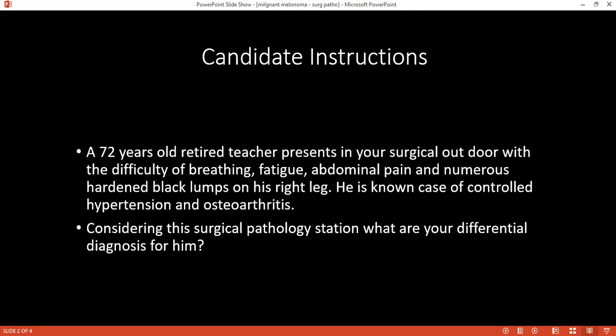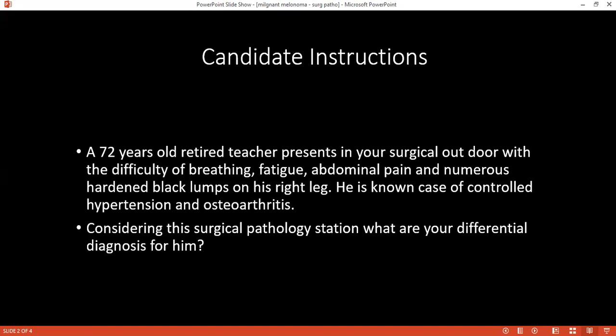All right. So if you have read and understood, considering it surgical pathology station, kindly tell me after reading the stem, what are the differential diagnoses that you will consider for this patient? Okay, so here I will go for malignant melanoma. Very good. And maybe squamous cell carcinoma, or lymphoma. All right. Good. Very good. How would you confirm your diagnosis?